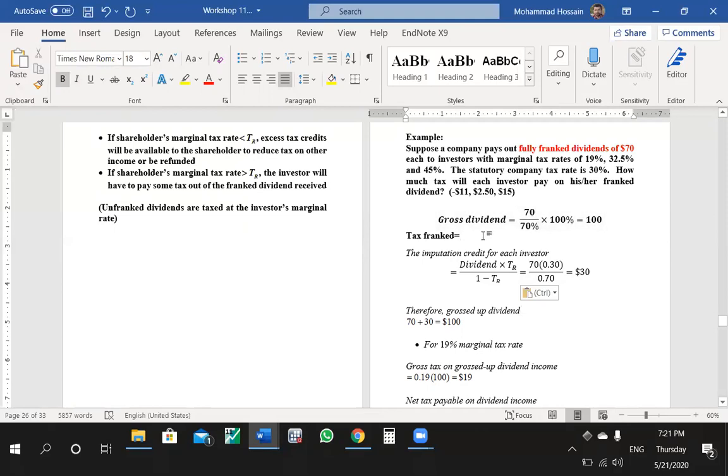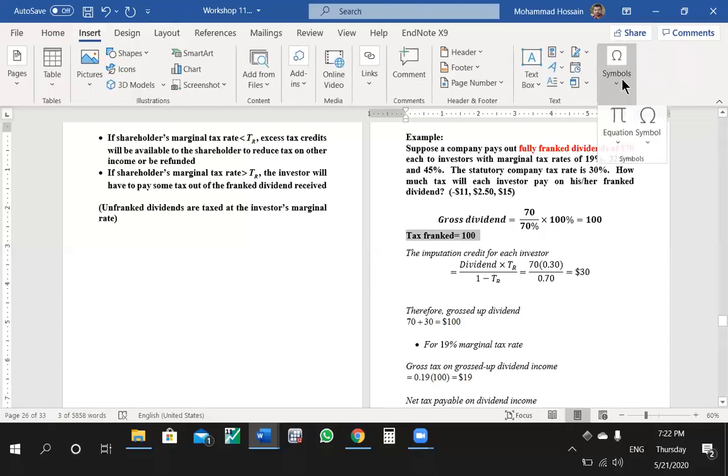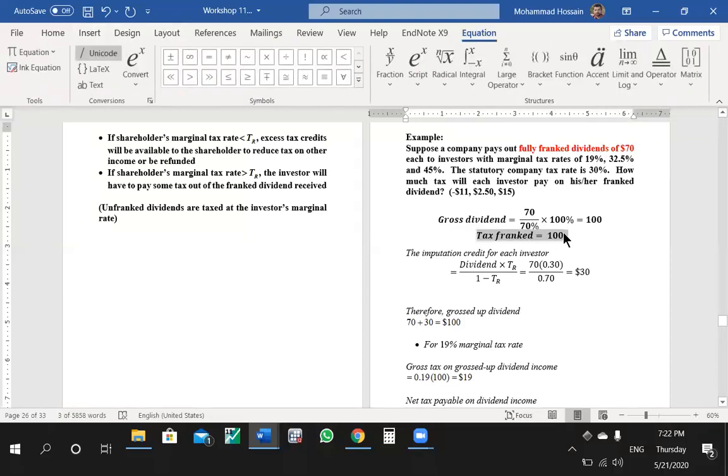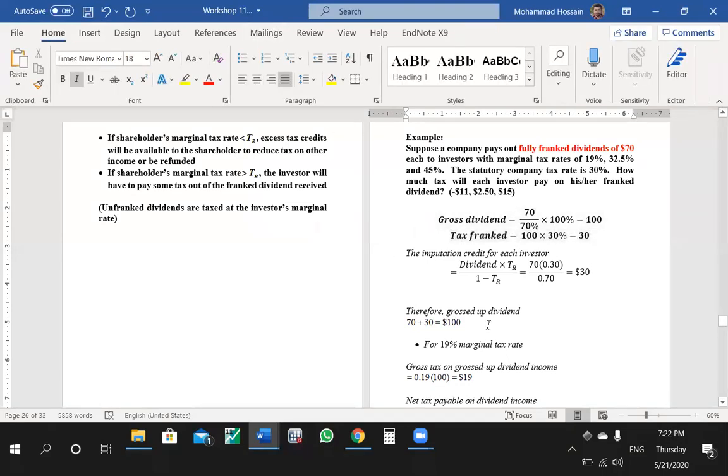So now I'm going to actually multiply with 30%. So the tax franked, how much will it be? 100 multiplied by 30% is equal to $30. So that's my tax franked. How did you do that? Same thing, this formula. Okay.